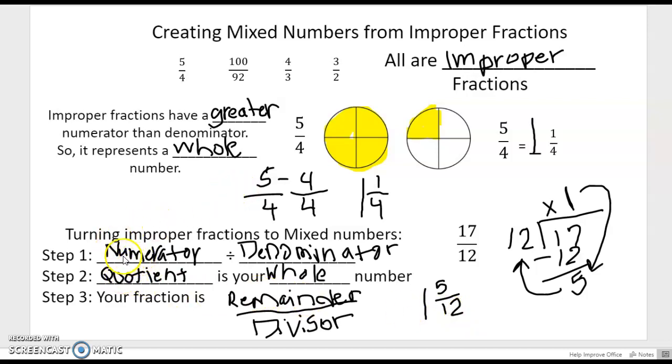So those are two different ways to turn an improper fraction into a mixed number. You can either subtract your whole, and what you have left is your numerator, or you can see it as a division problem, because really we're doing the same thing. We are taking away the whole from our original numerator, and our remainder is our numerator, and our divisor is our denominator.